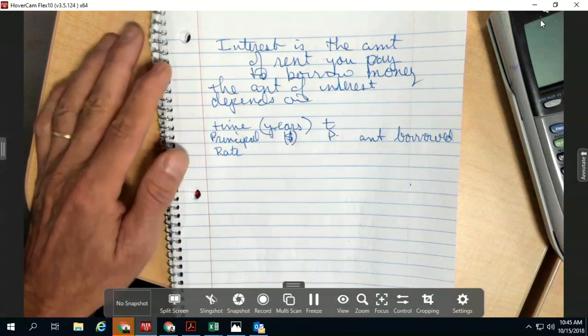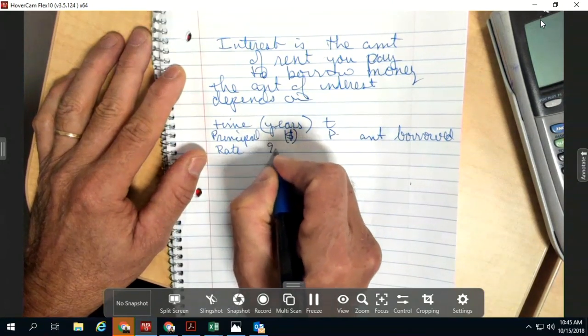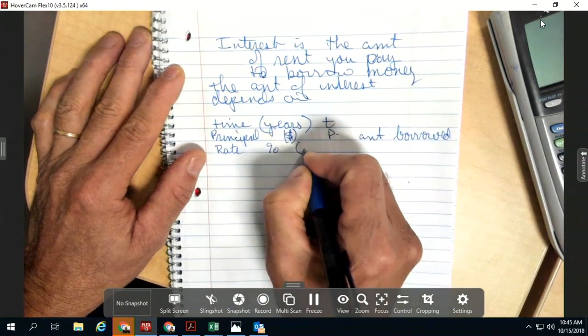All right, so rate is the last thing left. The interest rate is in percents, but we write it as a decimal.